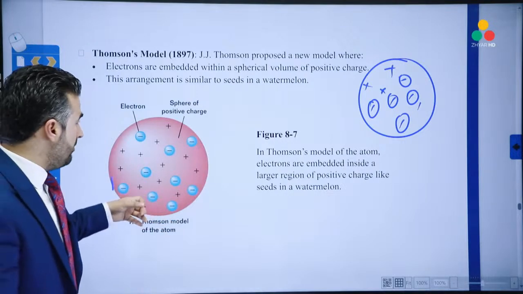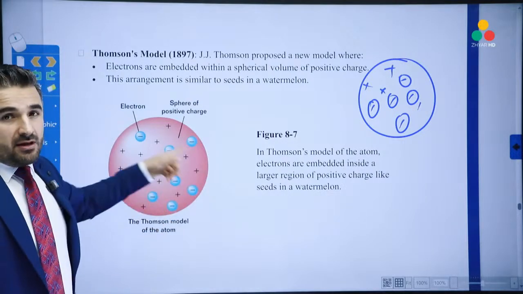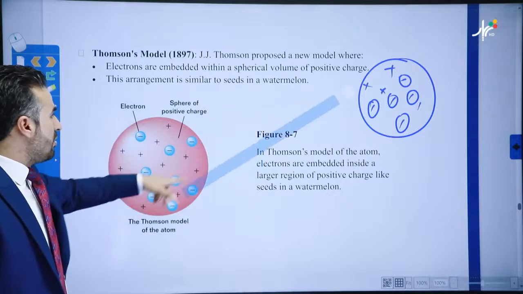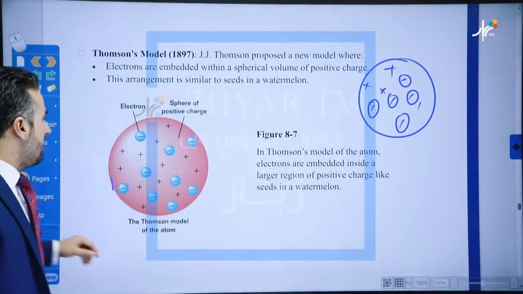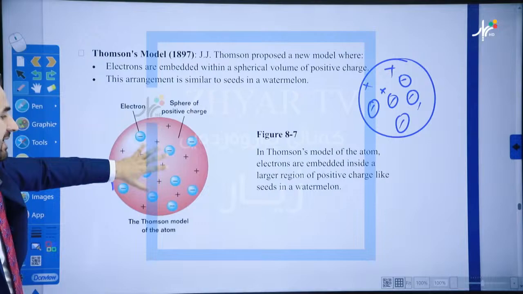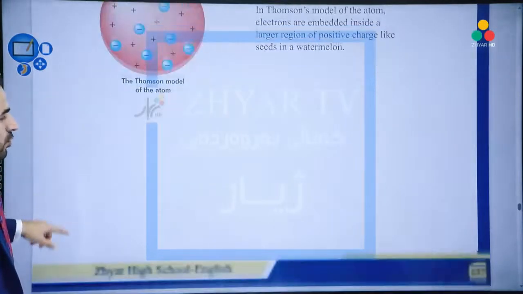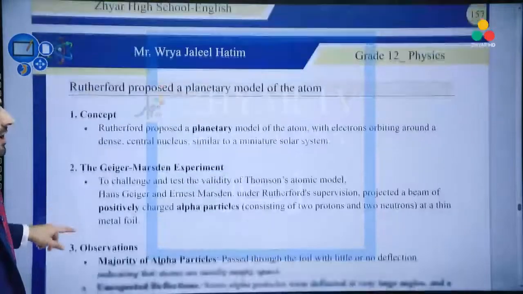I hope you're not hungry though. So these are basically the watermelon. I hope it looks like a watermelon to you. And these electrons are like the seeds of that watermelon. So the entire sphere is positive while the electrons are negative. That is basically one of the theories about the atom.